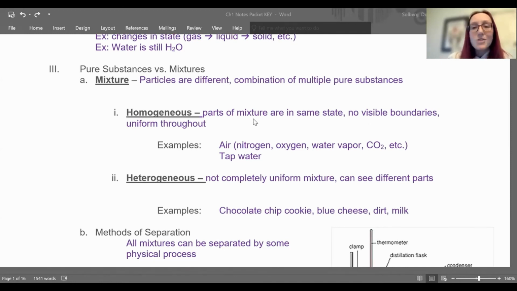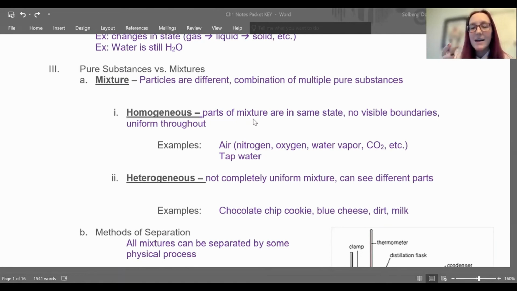Okay, so for example, chocolate chip cookies, right? You can see the different parts in a chocolate chip cookie. Blue cheese, you can see the different things in blue cheese, or dirt. One that might not have come to mind is milk. Milk is actually a heterogeneous mixture, specifically because if you do look on a smaller level, you can see the different parts. There are different molecules in milk.